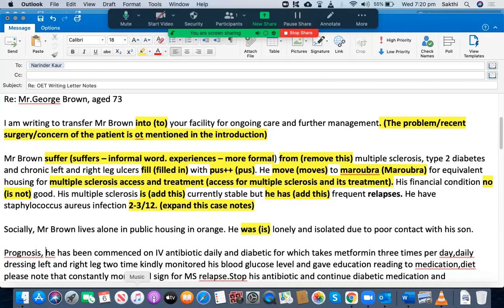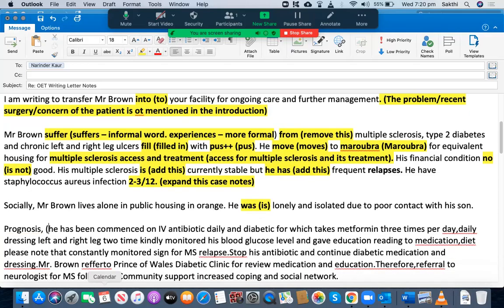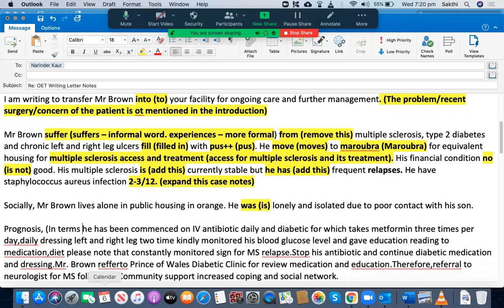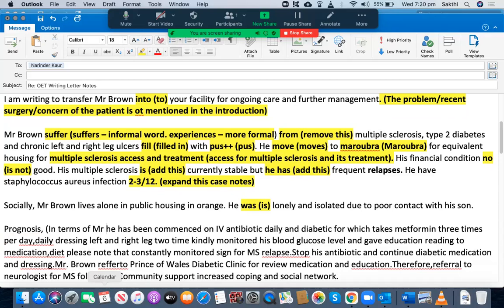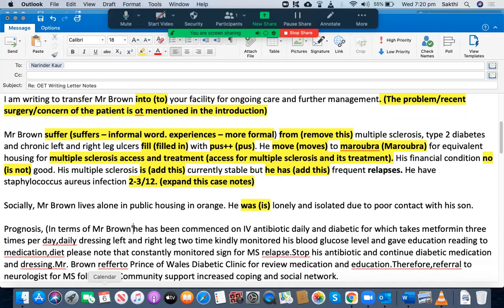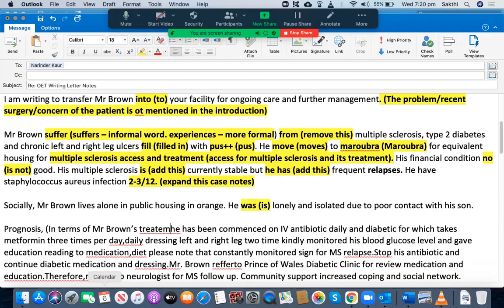All right, so the next one is prognosis. He has been commenced. Okay, so this one is incorrect. You can't use this. This is wrong. Okay. You must have mentioned something like, these are the treatment, isn't it? So you should have mentioned in terms of Mr. Brown's treatment, right? Yeah, Mr. Brown's treatment. Okay, it's in terms of Mr. Brown's treatments, comma, and then you should have written down the remaining sentences. Okay, this would be much better.